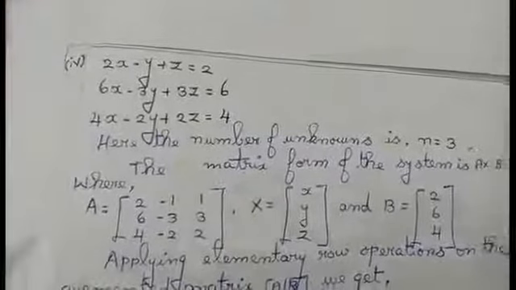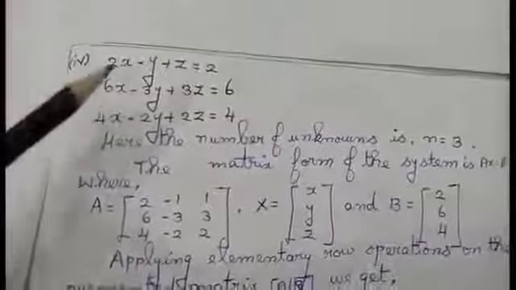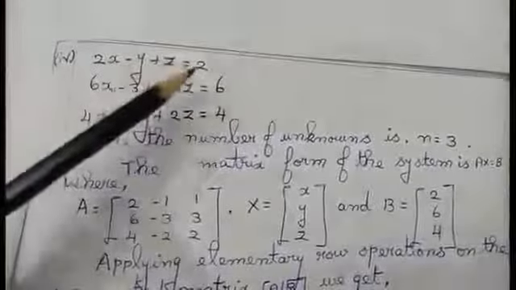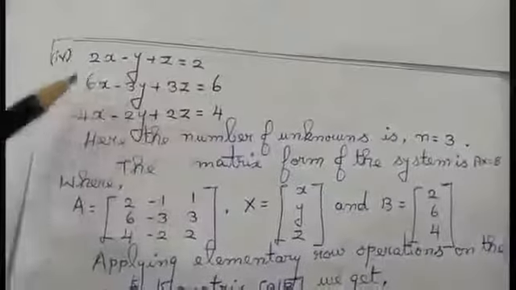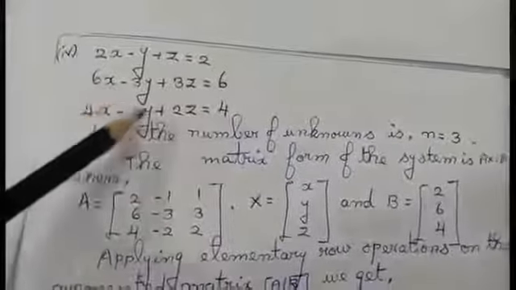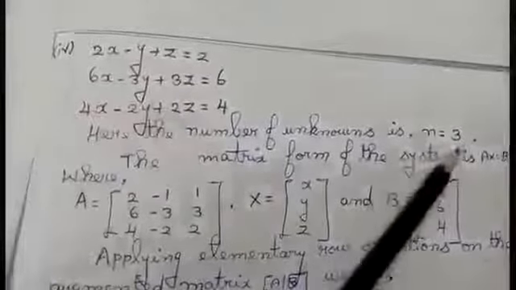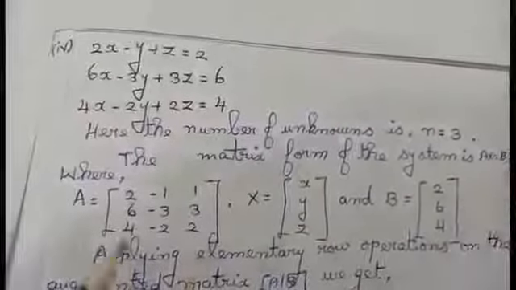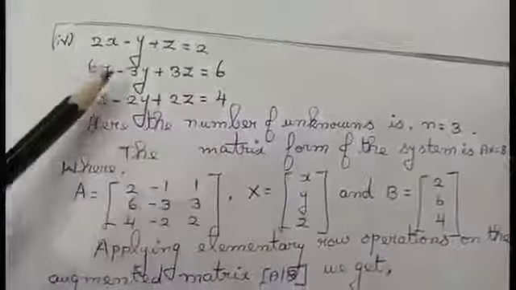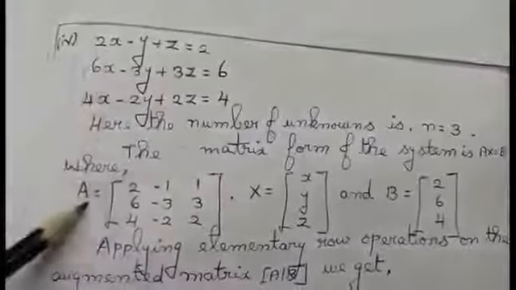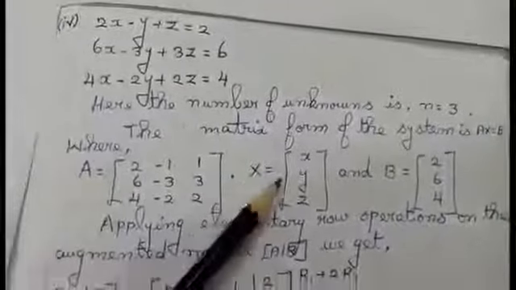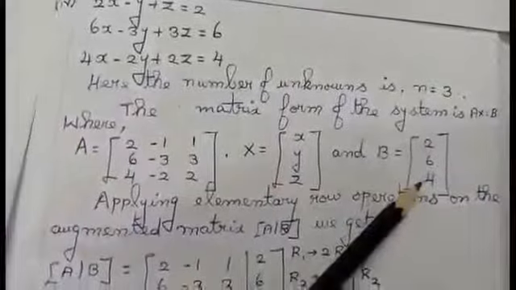Exercise 1.6, question 14. We take the equations with the variables on the left-hand side and the constants on the right-hand side. First I check the number of unknowns, x, y and z, so n equals 3. Second, we write the system in the form Ax equal to B. I take A as the coefficients of x, y, z, capital X as the unknowns x, y, z, and B as the constants as given in the equations.